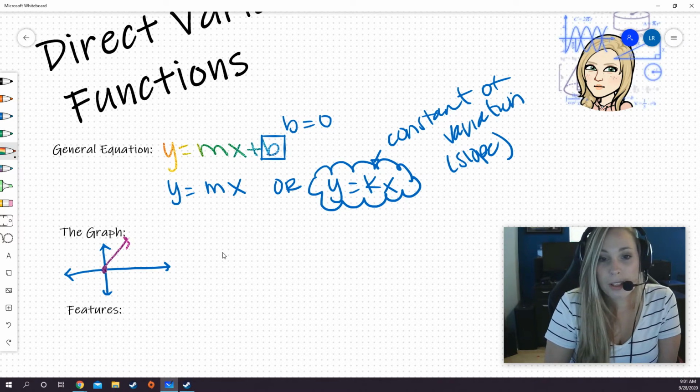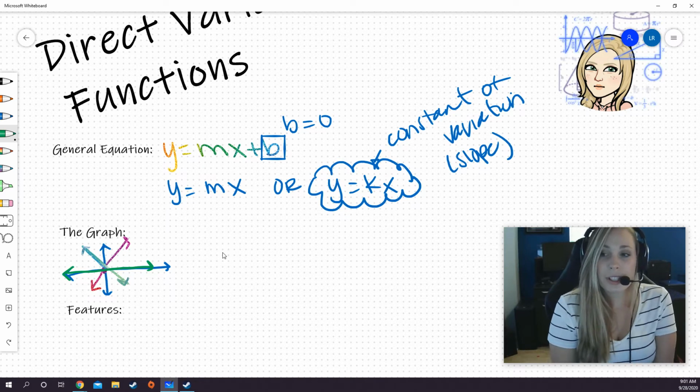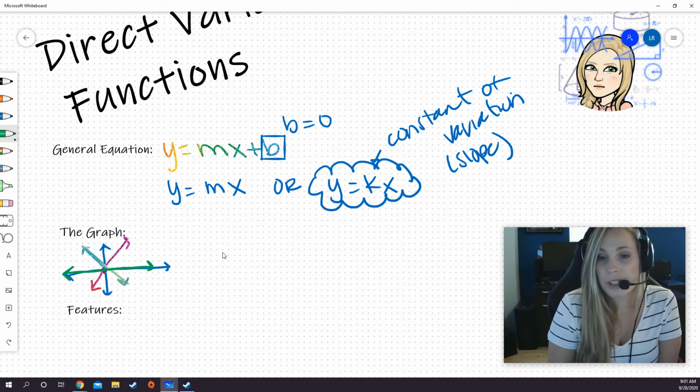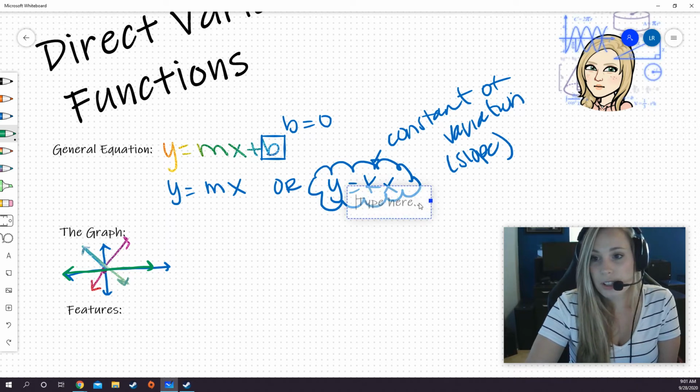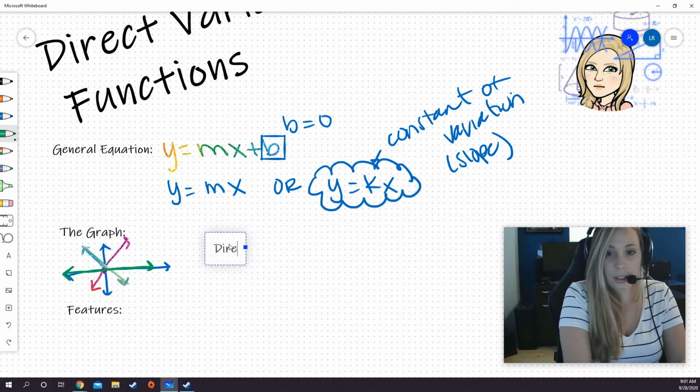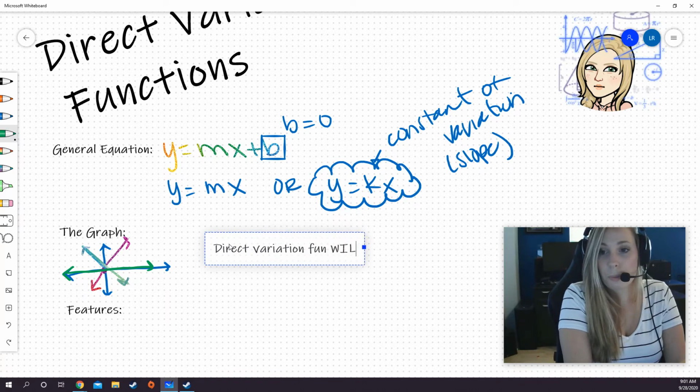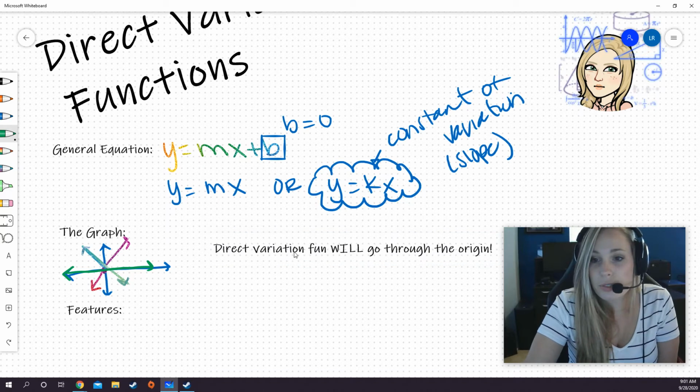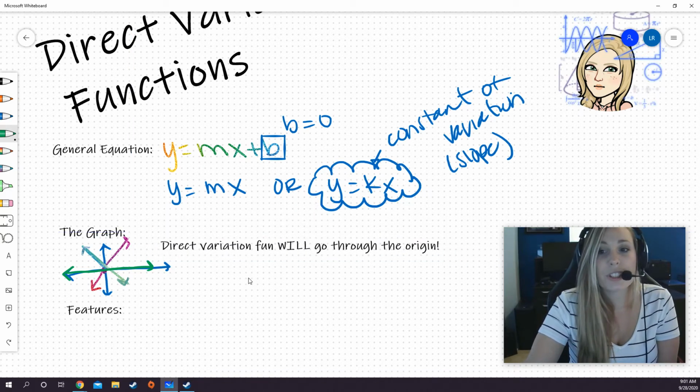So it could be positive. It could be negative. Or it could be horizontal. All of those would be direct variation functions. The only thing that you must keep in mind is that a direct variation function will go through the origin. The direct variation function will go through the origin every single time.